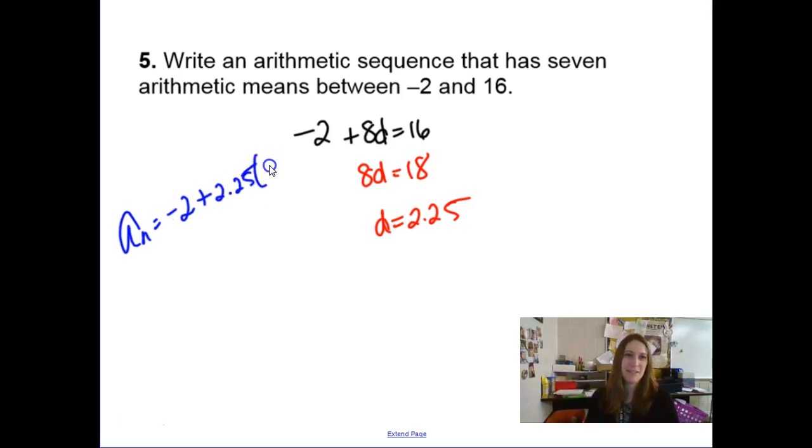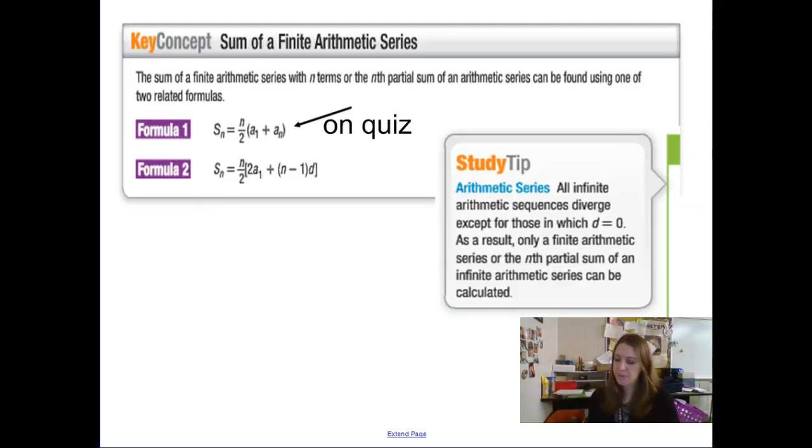Now, it does say write the sequence. I'm kind of assuming that -2 is the first term, because that's the first one they gave me. But if that's just a part of the sequence, then this isn't actually the right answer, so whatever. Sorry about that.